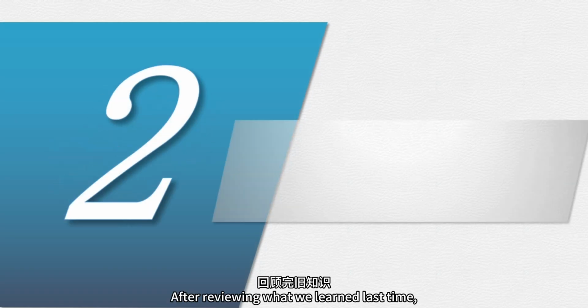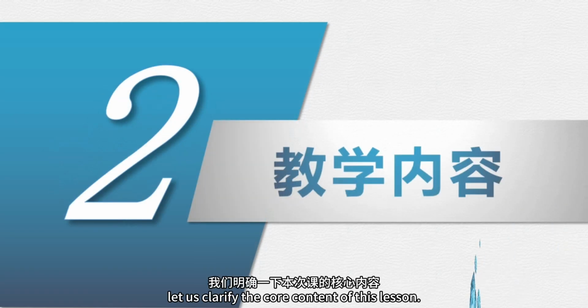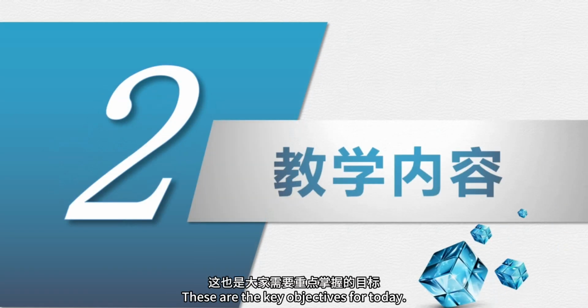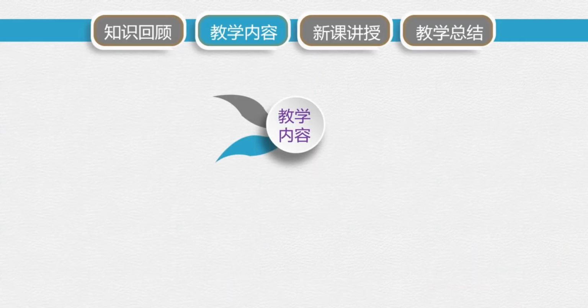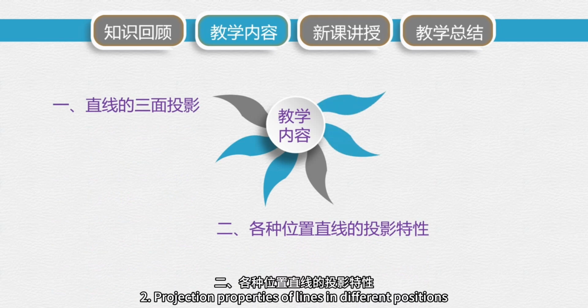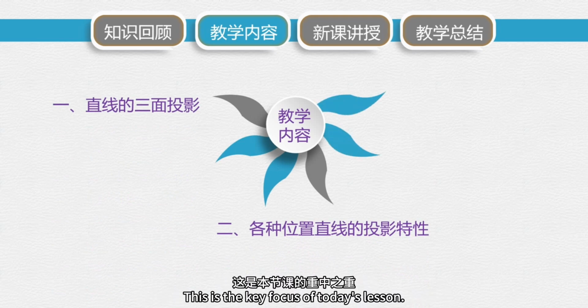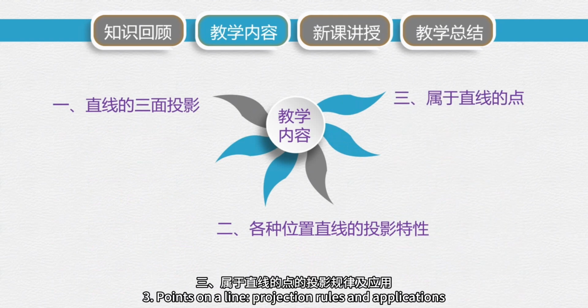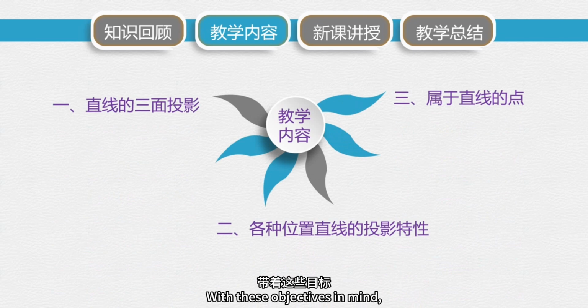After reviewing what we learned last time, let us clarify the core content of this lesson. These are the key objectives for today. First, construction of a line's 3-view projections. Second, projection properties of lines in different positions. This is the key focus of today's lesson. Third, points on a line, projection rules and applications. With these objectives in mind, we now begin the new lesson.